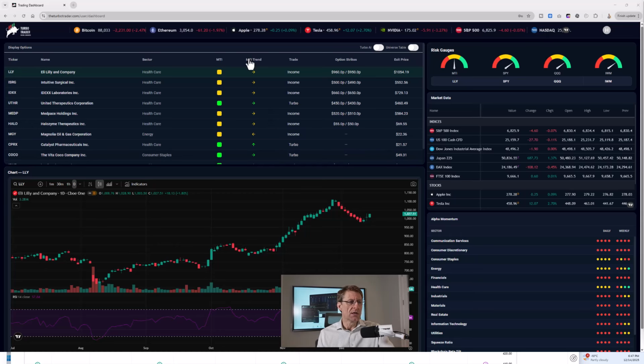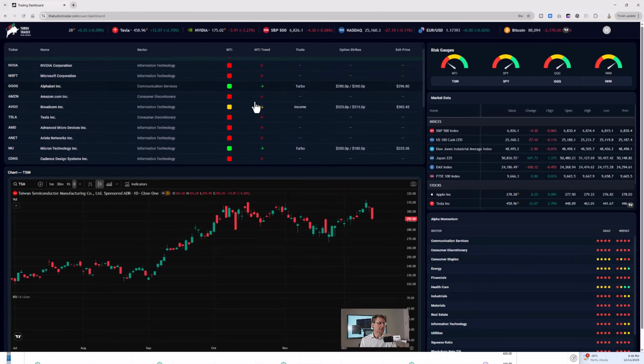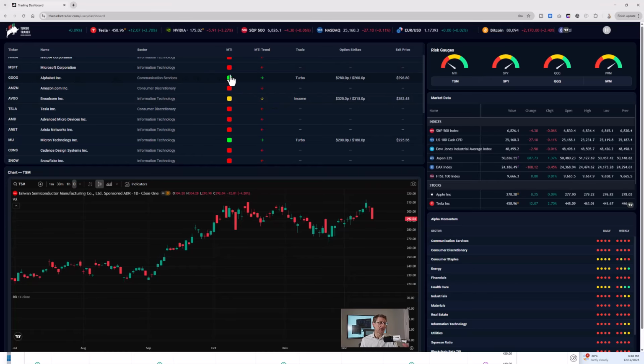So remember, in the hot list, you've got yellow. These are the yellow MTIs. These are going to be more incomey, right? These are the positions that are going to look a little better. Other kinds of names, right? So you've got Alphabet, of course, still looking green. This is more of a turbo, right?